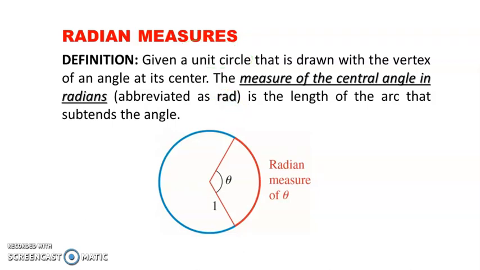So from the illustration below, the length of the arc that subtends the central angle theta is what we call the measure of an angle in terms of radian measures.